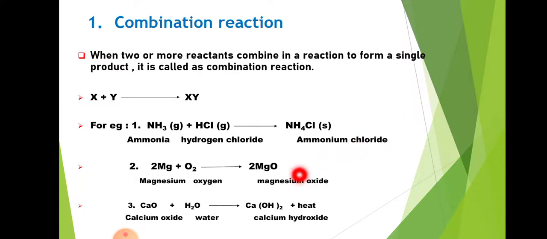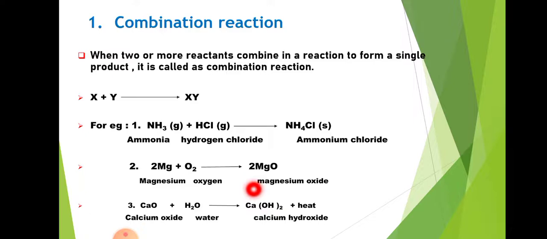In the second reaction also, you can see magnesium oxide is formed as a single product. But how many reactants are used here? 2, that is Mg and O2, magnesium and oxygen. Two reactants combine and only one product is formed. So that is called which reaction? Combination reaction.